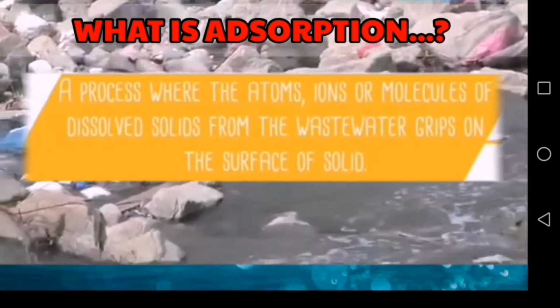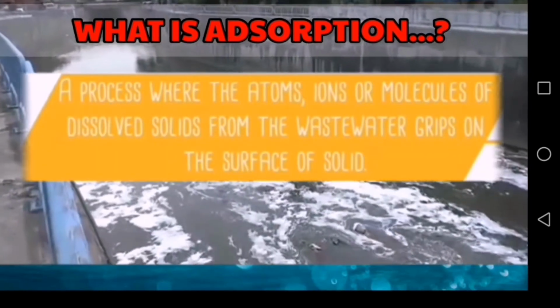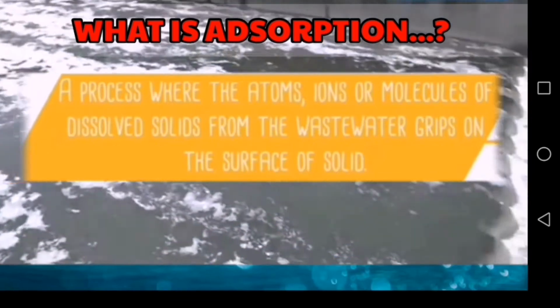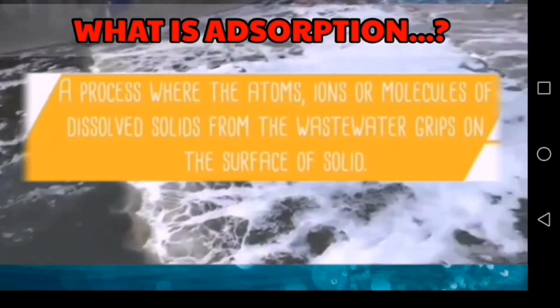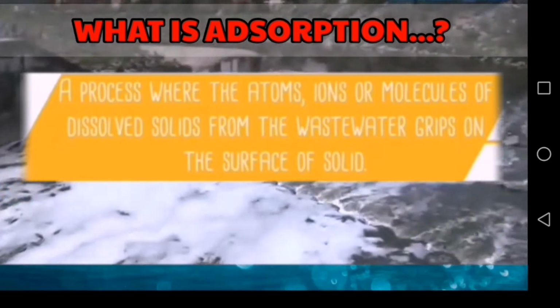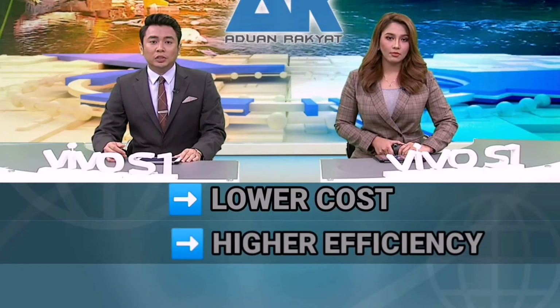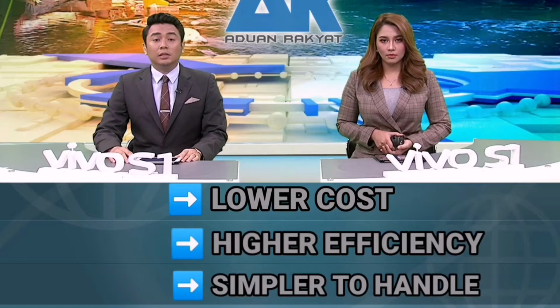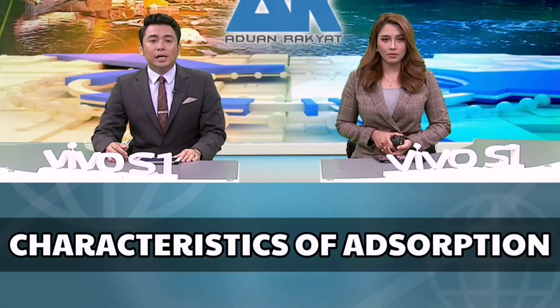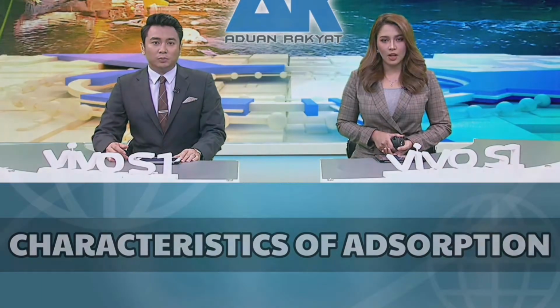So, we call this an adsorption process, where the atoms, ions, or molecules of dissolved solids from the wastewater grip on the surface of a solid. This process works naturally and is also lower cost, higher efficiency, and simpler to handle. In fact, there are a few characteristics of the adsorption process.